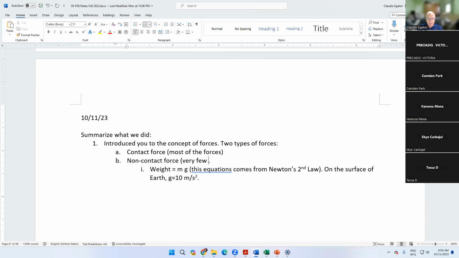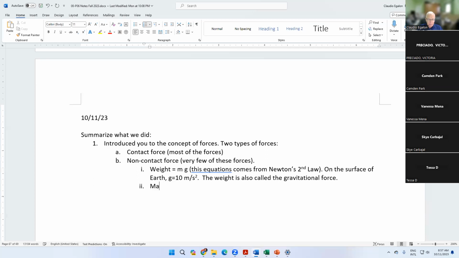Non-contact force, very few of these forces. The most important of them is the weight, which is also called the gravitational force. So two different names for the same thing. There are other non-contact forces, but we are not going to cover them in detail. We're going to cover them in detail with Physics 7.